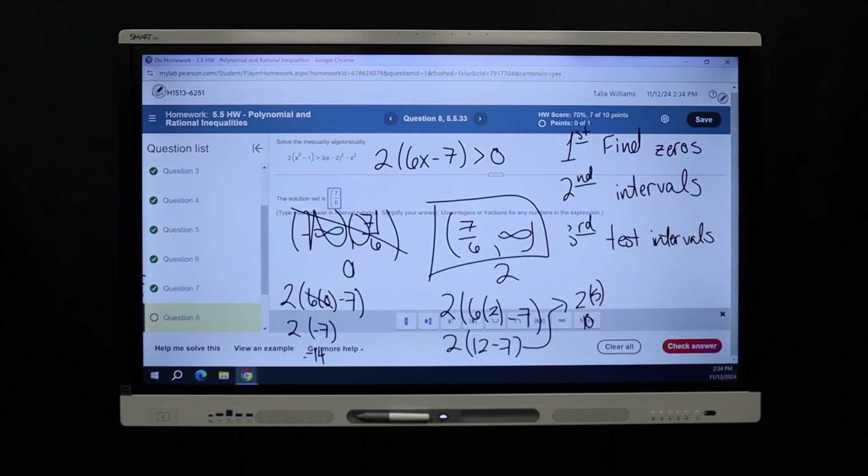Don't put your comment in the denominator. Infinity. Can I click it? Nope. Maybe I did.